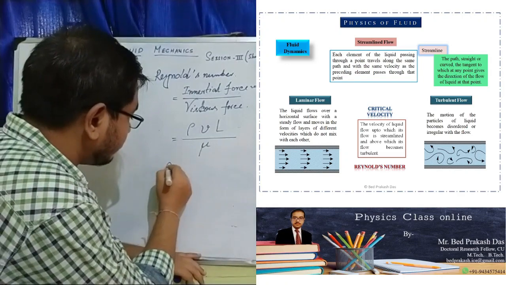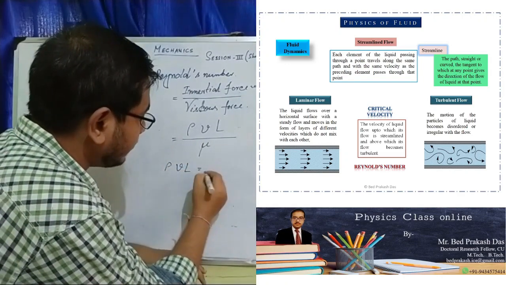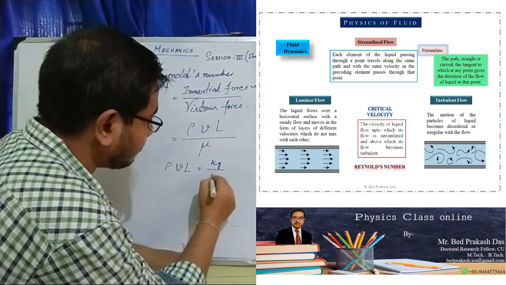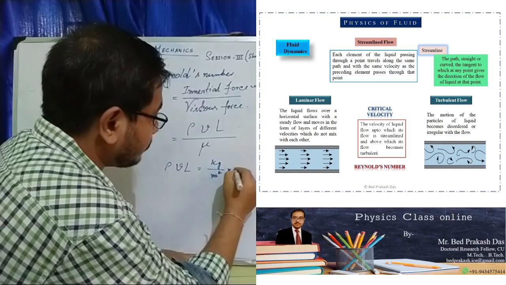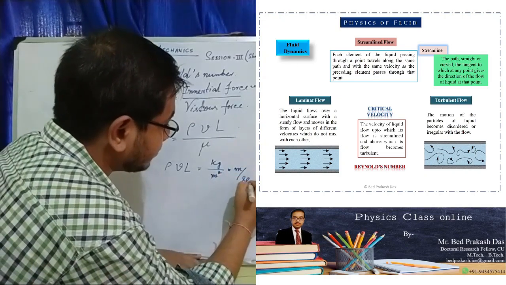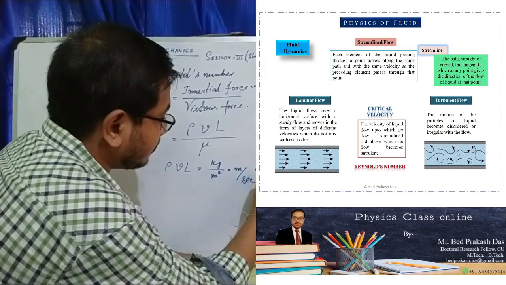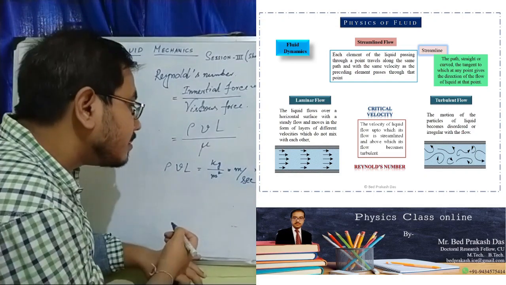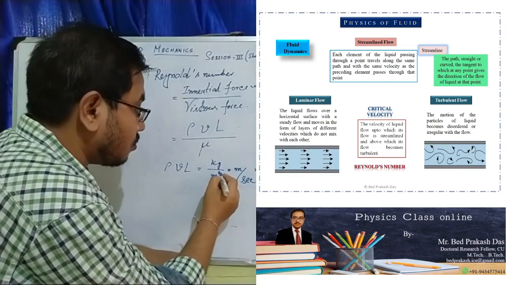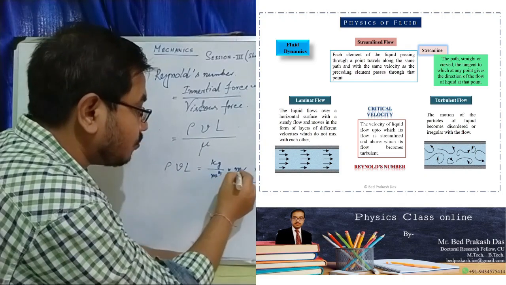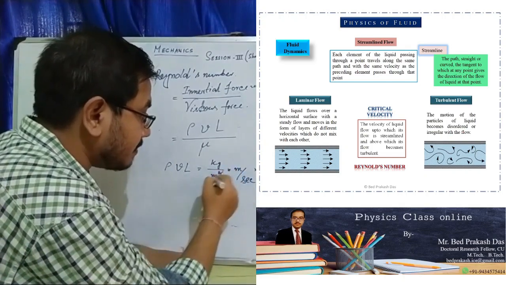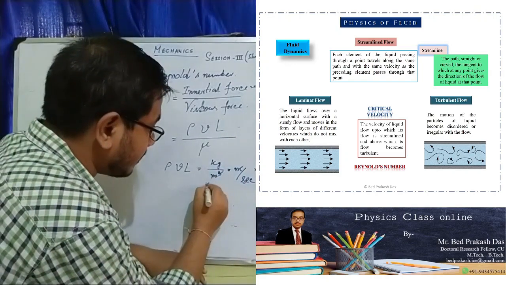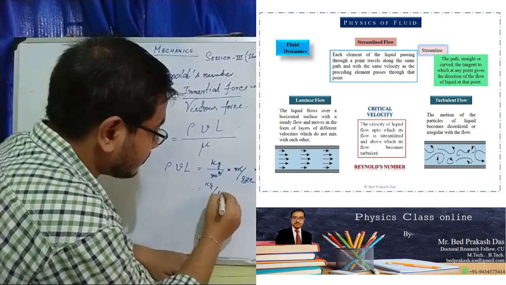In the numerator, rho V L signifies the density, which in SI unit is kilogram per meter cube, the velocity in meter per second, and since it is a length or diameter, it will be in meter. So kilogram per meter cube times meter per second times meter, since the meter terms cancel out, actually becomes kg per second.